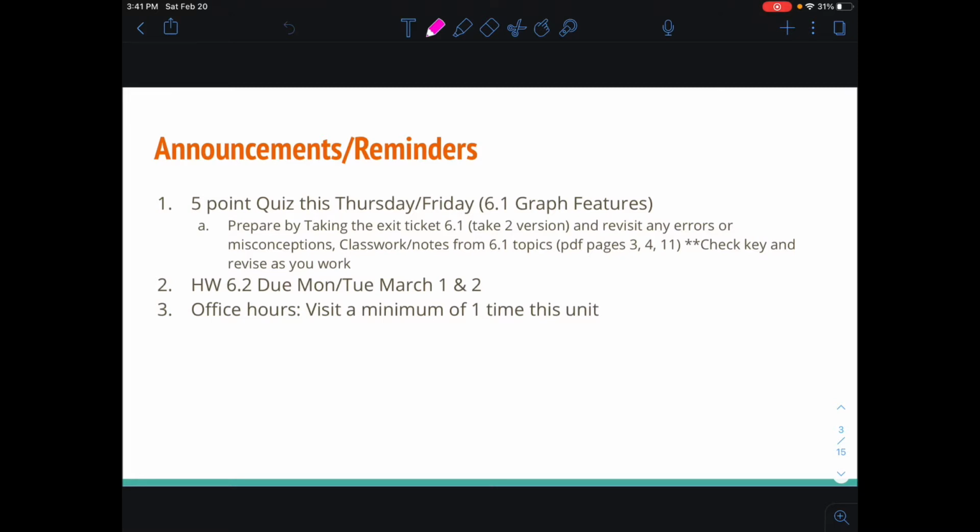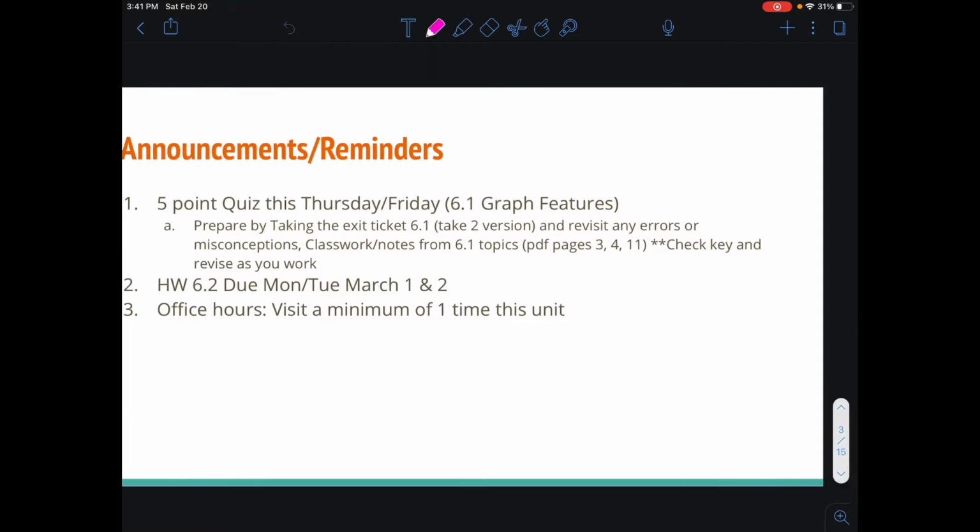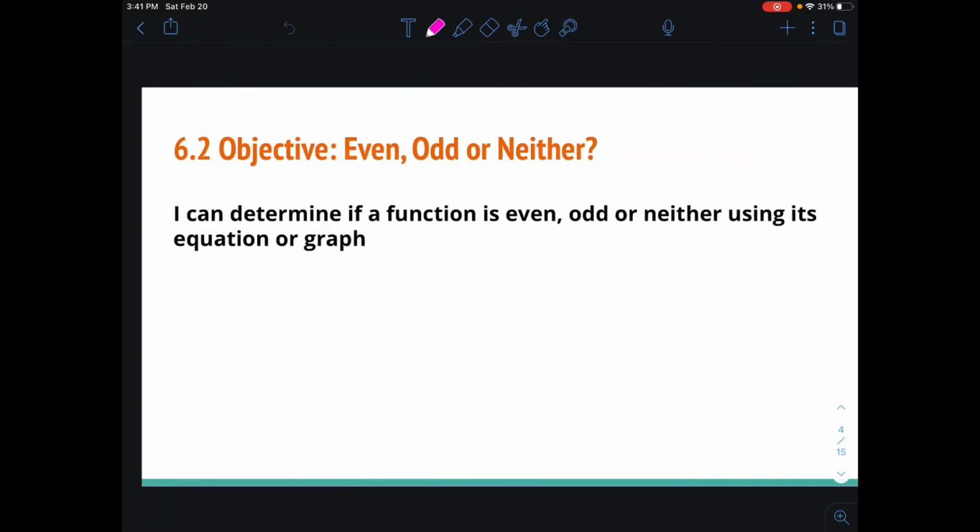Revisit any errors or misconceptions. Then also the classwork and notes from 6.1, pages 3, 4, and 11. The keys are posted. Please make sure you're checking and revising. 6.2 homework due on March 1st and 2nd. And then office hours, please don't forget to visit at least one time during Unit 6. Okay, into the pit we go.